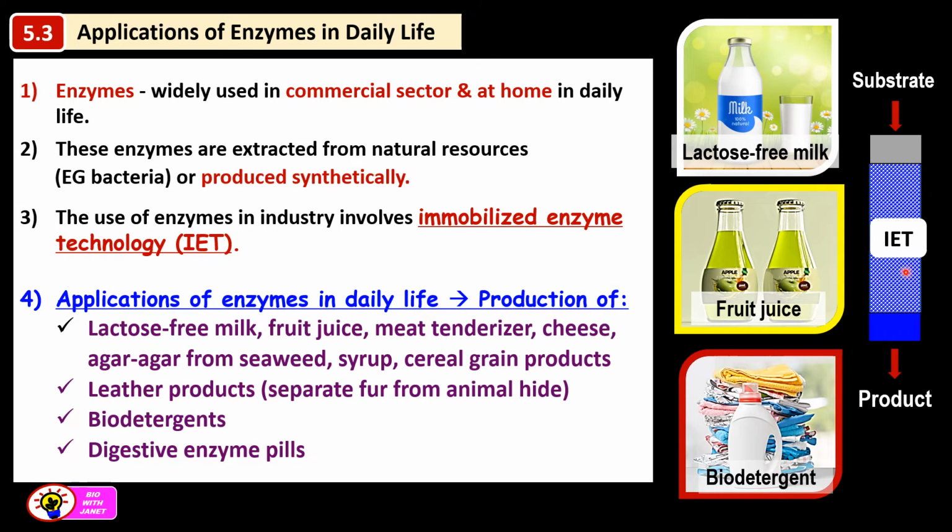Now, the production of a few things: lactose-free milk, fruit juice, meat tenderizer, cheese, agar-agar from seaweed, syrup, cereal grain products, leather products, biodetergents, and digestive enzyme pills. Okay, so all these are important for essay questions, right? And we're also going to look at how immobilized enzyme technology is used to produce the lactose-free milk.